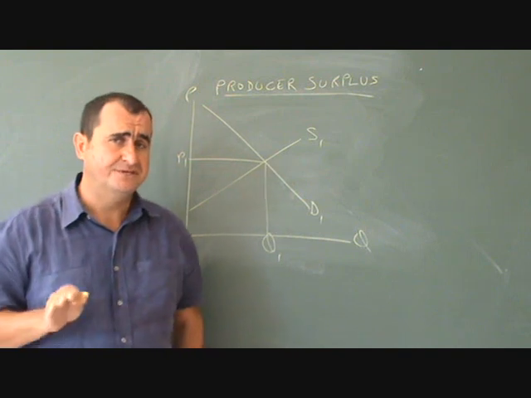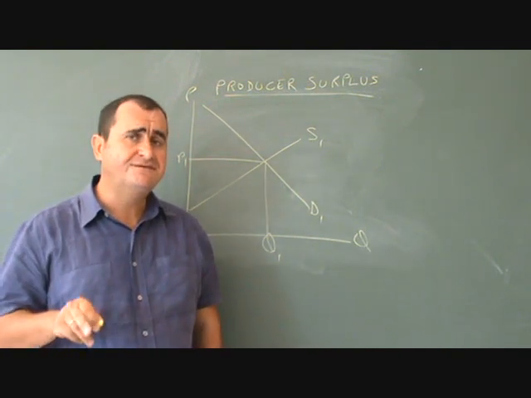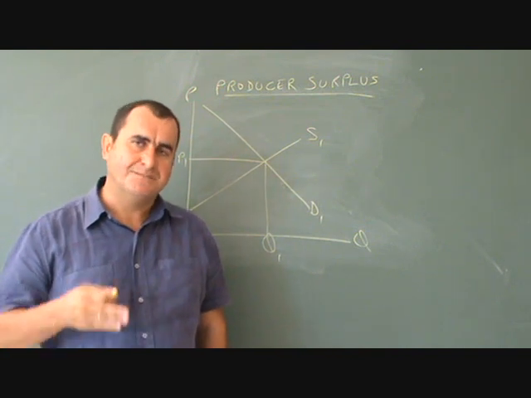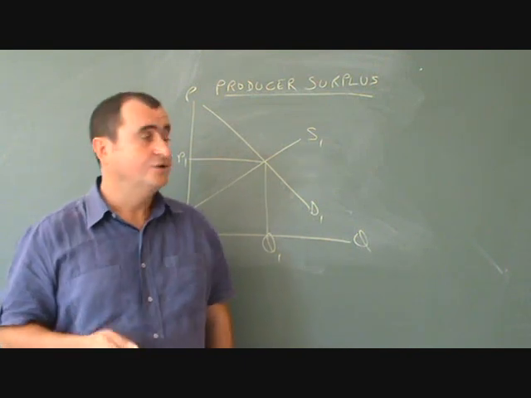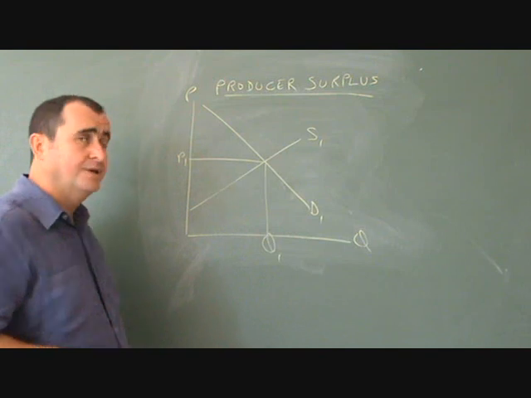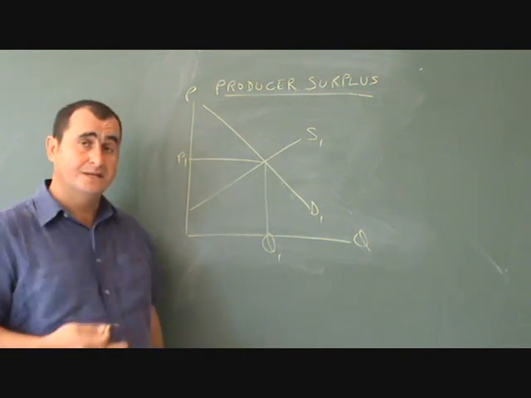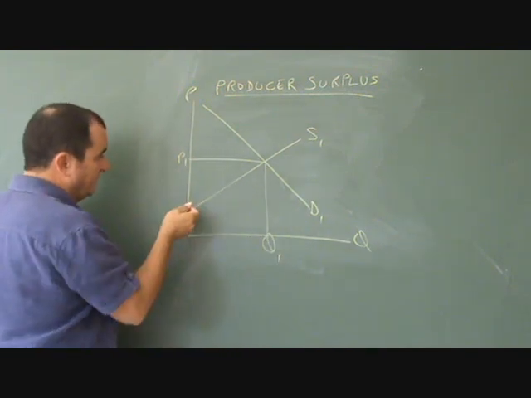Now, listen to this definition for producer surplus. Producer surplus is the difference between the price a supplier is prepared to supply at and the actual market price. You see, here we have a market price of P1, but some suppliers are prepared to supply to this market at lower prices. We know that because we have some supply at even lower prices.